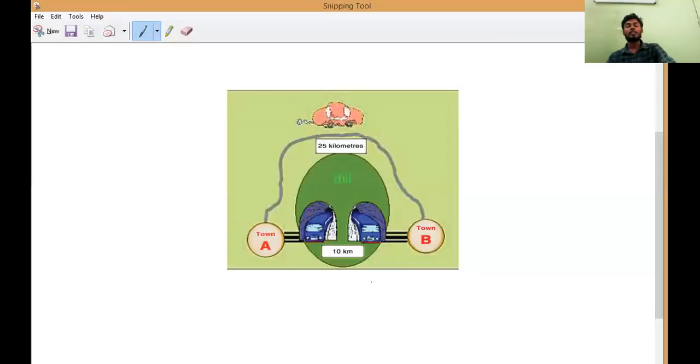It is a figure in which one car is traveling between two towns, town A and town B. Is it the same picture which you are seeing here? Yes, sir. This is town A and this is town B. Between them we have some mountain, and the sunlight is coming.